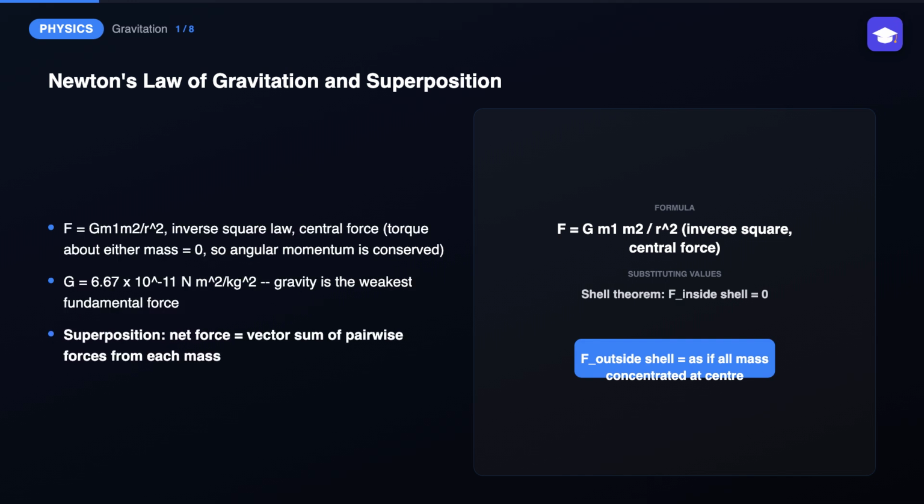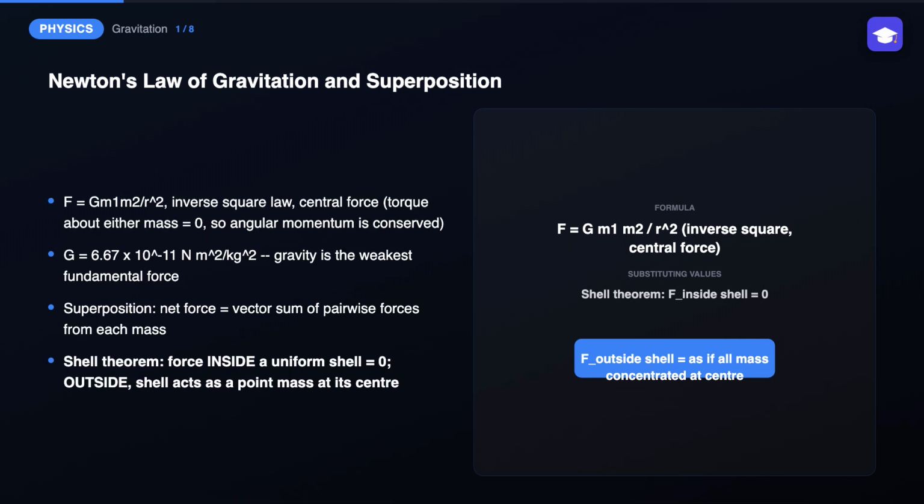For a system of multiple masses, the net gravitational force on any one mass is found by vector superposition. Calculate the force due to each other mass individually, treating each pair in isolation, then add all these force vectors together. This superposition principle is what lets you handle problems with three or more interacting masses, or continuous mass distributions, by breaking them into pairwise interactions.